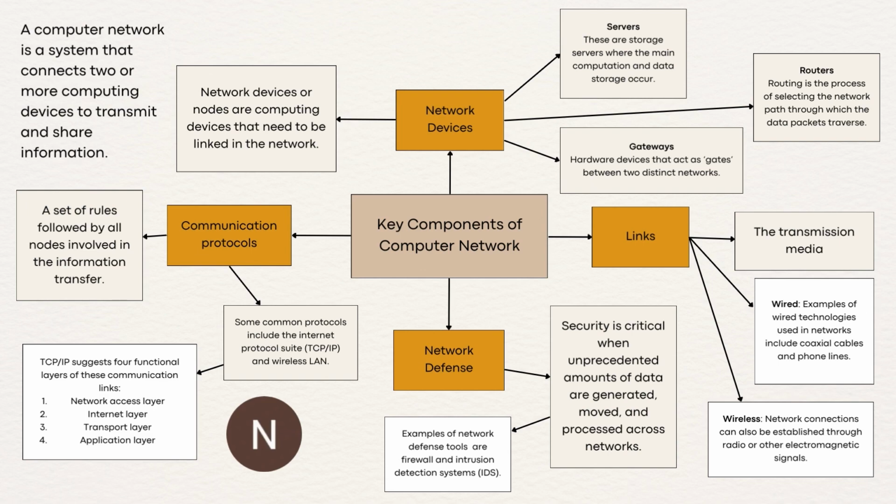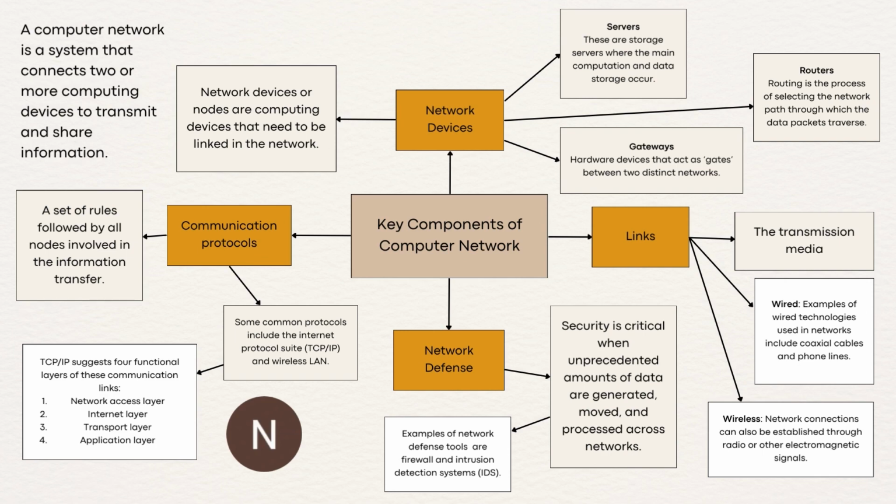There are four key components of a computer network. The first one is network devices. Network devices or nodes are computing devices that need to be linked in the network. There are three network devices, which are servers, routers, and gateways. The second one is link. Link is the transmission media, which can be wired or wireless.